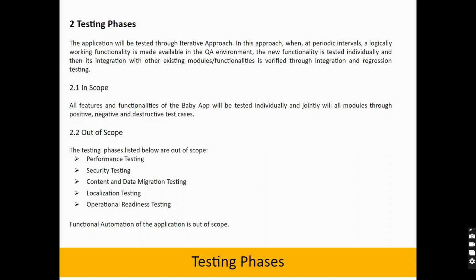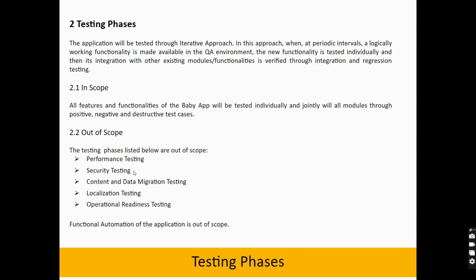Now TCS has completed the development, and the entire testing team at HNS Global is going to work on this project. So what is our scope? What is our out of scope? For this baby app, we have committed, because it's a very low budget and they said they need minimal testing. We said we are okay to test all positive, negative and destructive testing, but performance, security, data migration, localization and operational readiness testing are out of scope. For performance testing, I need to hire performance people and create a separate environment, so you need to pay extra for this.